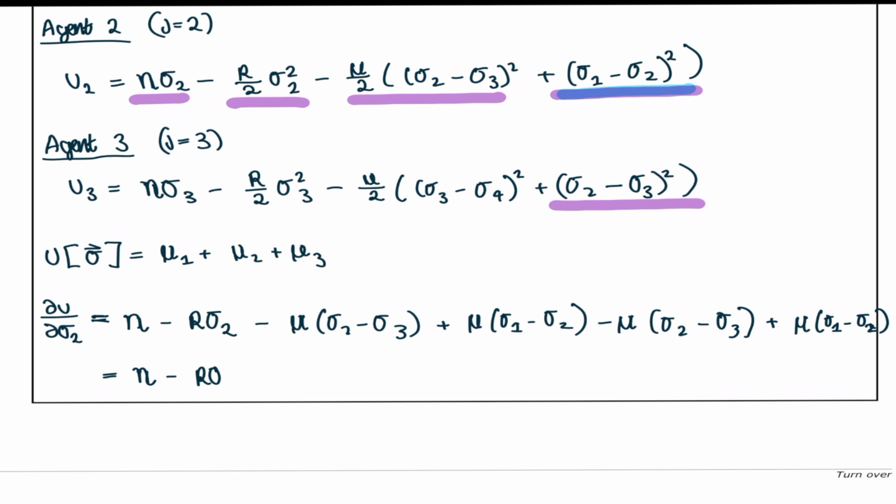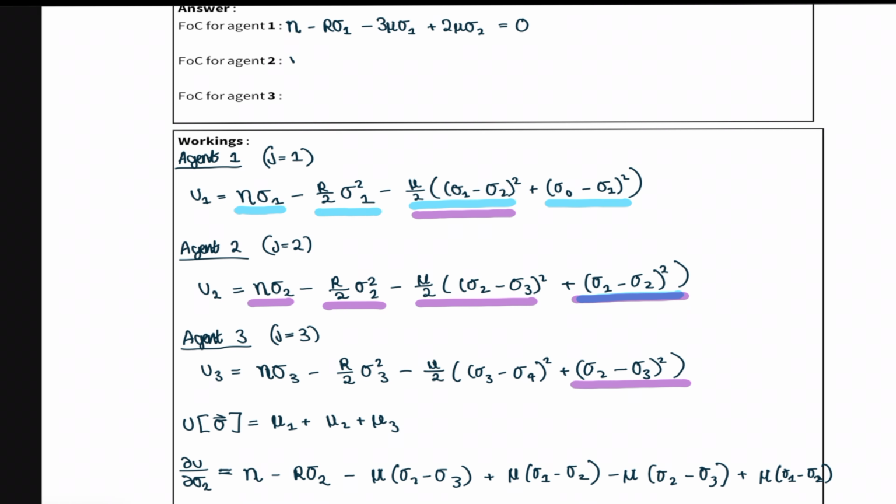If we now collect all the like terms, we get minus 4 lots of mu sigma 2 plus 2 lots of mu sigma 1, and then plus 2 lots of mu sigma 3. Cool.